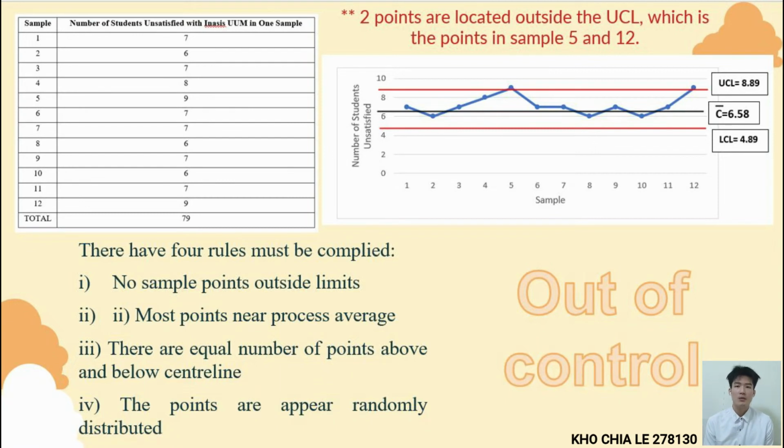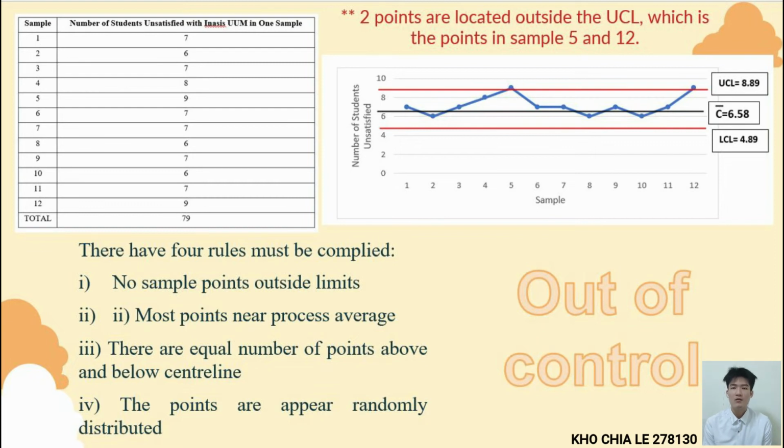To check whether the process is in control or out of control, 4 rules should be complied with so that the process can be said to be in control. The first rule is no sample points outside the limits. The second rule is most points near the process average. The third rule is there must be an equal number of points above and below the center line. The last rule is the points should appear randomly distributed.